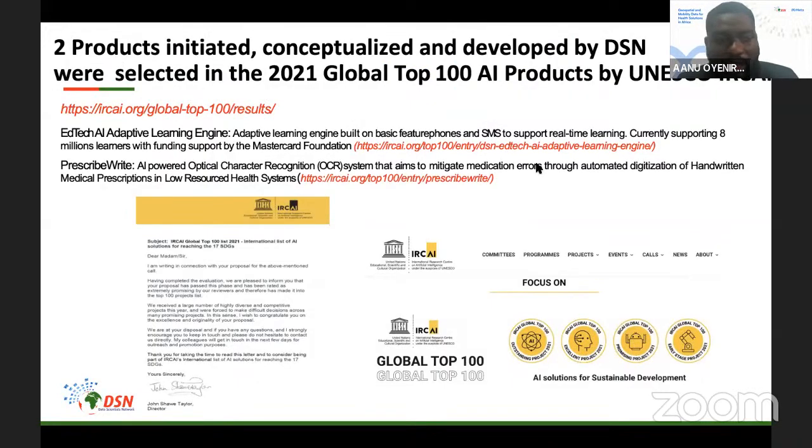I would also be glad to mention that two products initiated, conceptualized, and developed by DSN were selected in the 2021 Global Top 100 AI Products by UNESCO IRCAI. The two products are the EdTech AI Adaptive Learning Engine and Prescribe Right. The AI Adaptive Learning Engine supported over 8 million learners during COVID, while Prescribe Right is an OCR solution that helps to detect the correct prescription of drugs, as Nigeria and its emerging market are still developing.